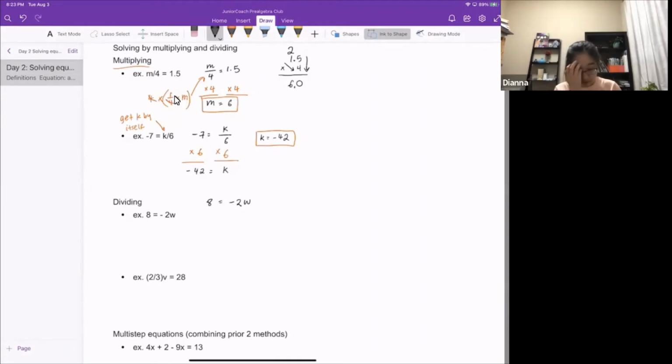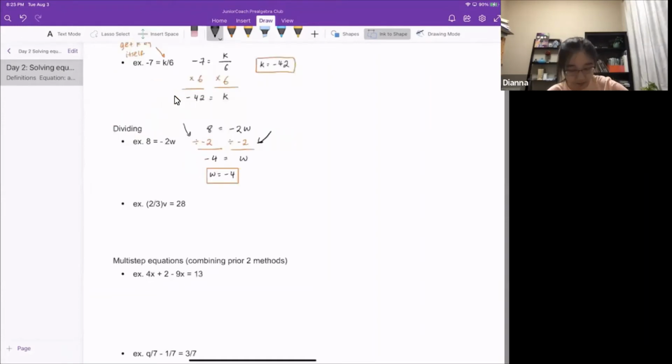Okay. And so for this one, this one might be a bit more difficult actually. So let me rewrite it. 2/3 V equals 28. So I want to get V by itself, but there's this fraction right before it, and it's kind of bugging me, right? I want to get rid of that fraction. So how do I get rid of 2/3 and make it go to the other side instead? Well, I'm going to multiply it by its reciprocal.